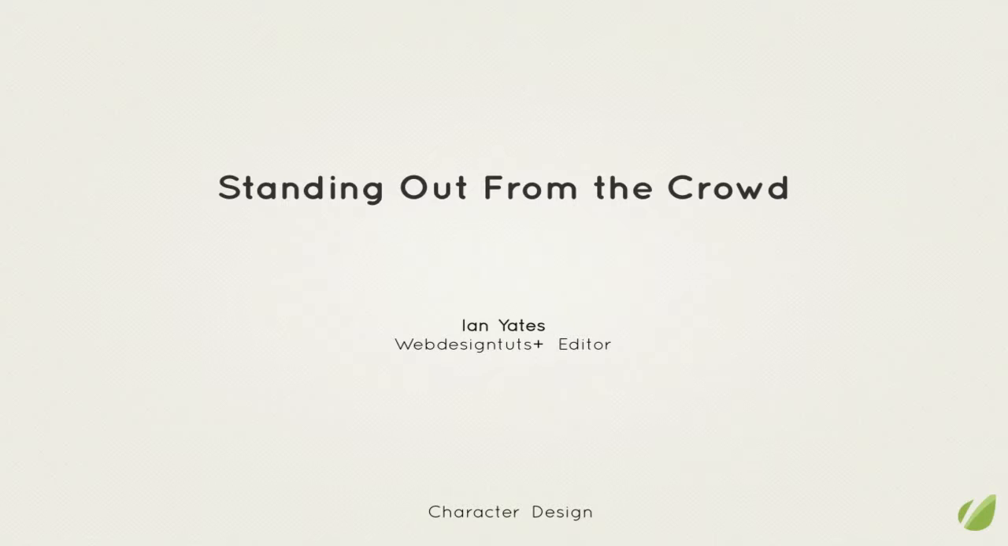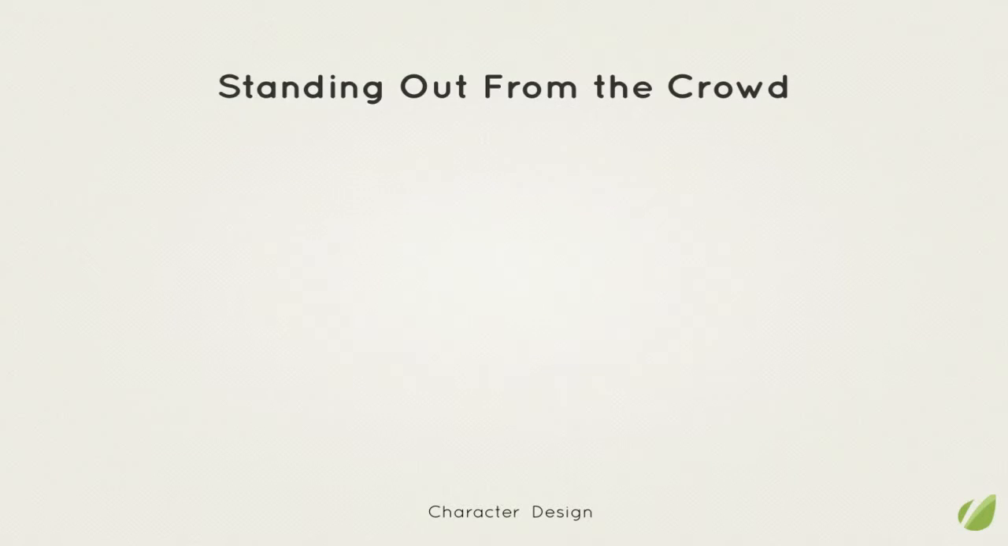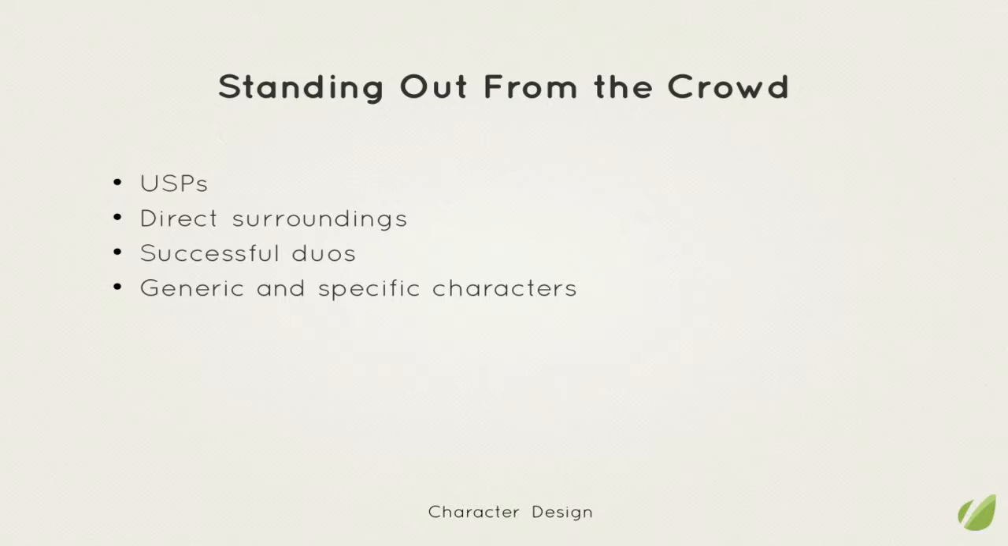Let's begin, as always, by taking a quick look at what we're going to cover during this video. Well, it might sound like you've tuned into a business studies course, but we're going to kick off by talking about USPs, or unique selling points. We'll talk about standing out amongst direct surroundings, and then we'll look at some successful character duos and how they stand out from one another. Lastly, we'll cover the differences between generic and specific characters. And to round off, I have some further reading, and I'll leave you with an assignment to complete before the next video.